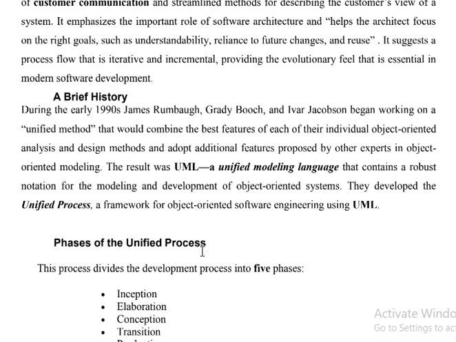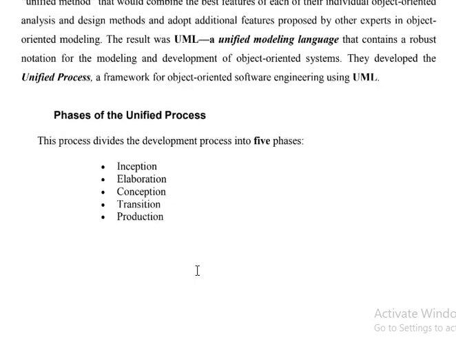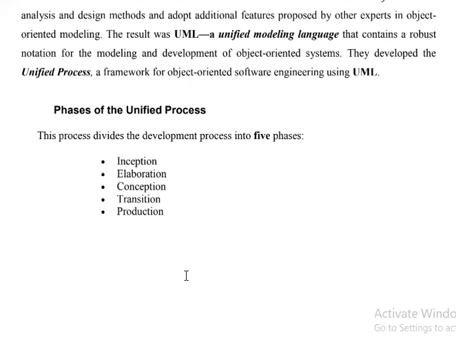Basically you need to be clear in your mind about what the unified process is. Basically this unified process is very similar to your other process models, like waterfall and incremental. For what purpose? To define the process of software development. Now let's see how it works. So the unified process model has 5 phases: inception, elaboration, construction, transition, production.